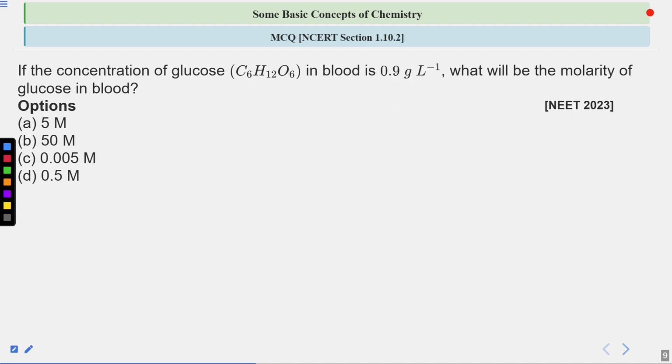Next question. If the concentration of glucose is 0.9 gram per liter. Now what does this mean? It's important to understand this thing. Once you get this, you can easily solve the question. So the question asks what will be the molarity of the glucose in blood. We have 4 different options. This was asked in the NEET 2023. Your time to solve this question starts now.